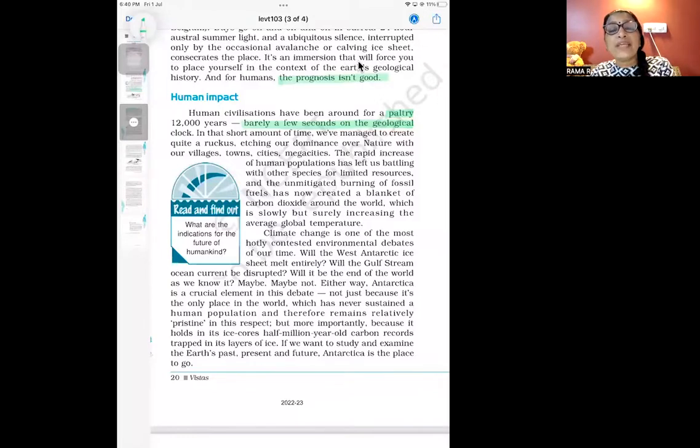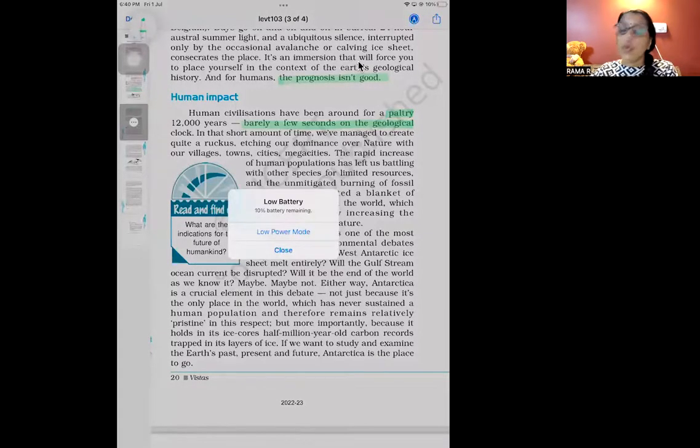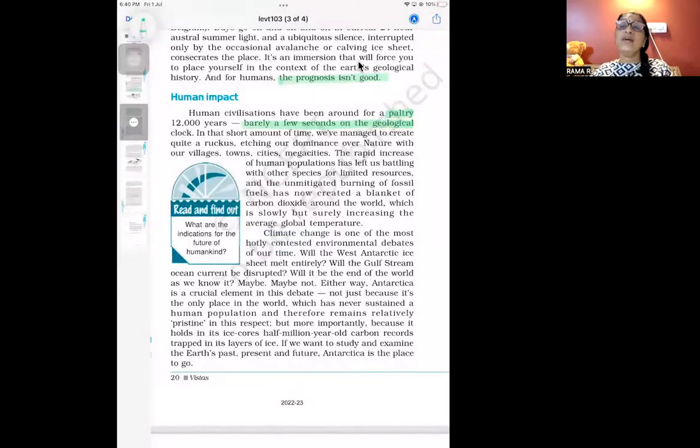The rapid increase of human population has left us battling with other species for limited resources. We fight among ourselves, and we are also fighting with other species, because slowly and steadily we are snatching the resources of the flora and the fauna. That means we are taking away the food and water of the other species. When we take away the soil, what will happen? All the microorganisms in the soil will also die.